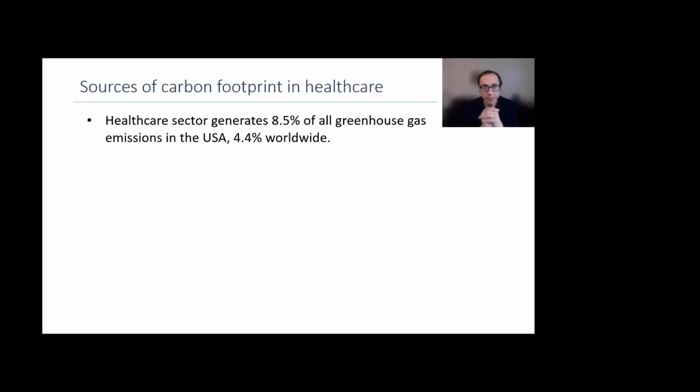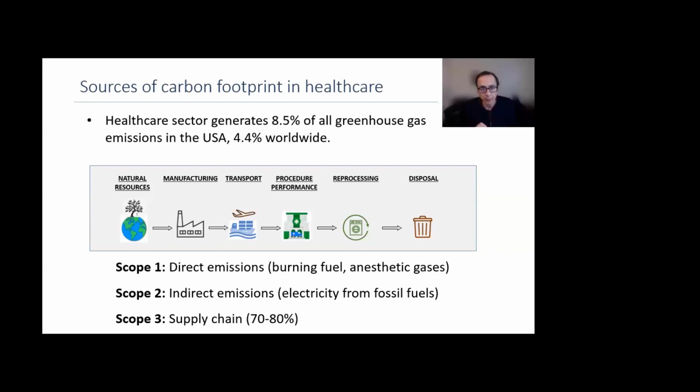As I mentioned previously, the healthcare sector is a major contributor to greenhouse gas emissions and thereby to global warming. So what are the sources of greenhouse gas emissions within the healthcare sector? The Greenhouse Gas Protocol distinguishes three different sources of emissions, Scope 1, 2, and 3. Scope 1 includes all direct emissions that are coming from direct emitting greenhouse gases into the atmosphere, for instance, from burning fossil fuels. And within the hospital, it would be, for instance, through the release of anesthetic gases.